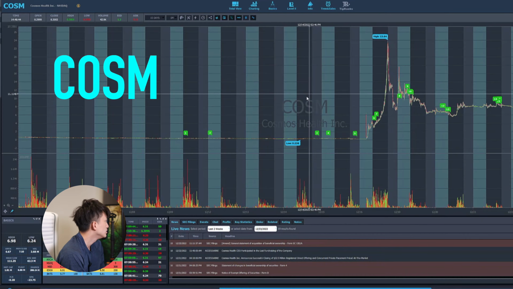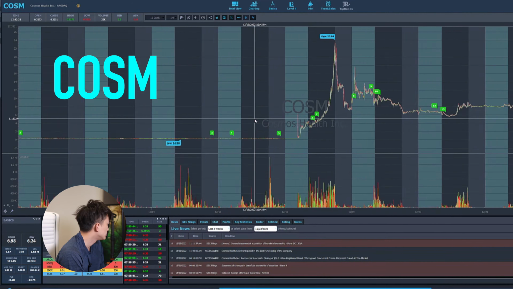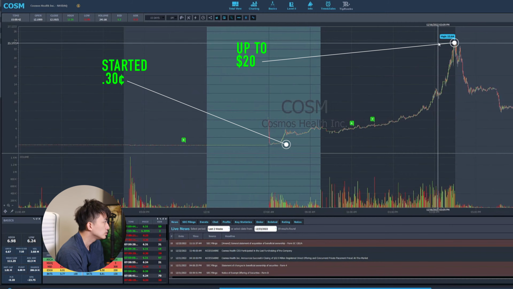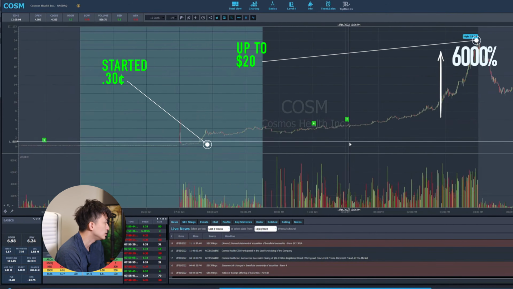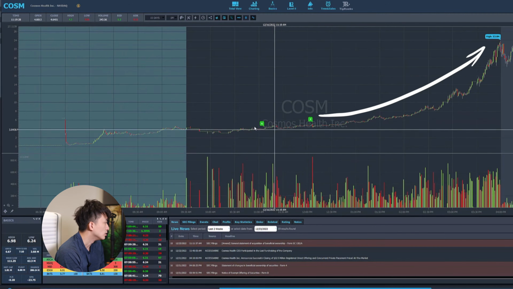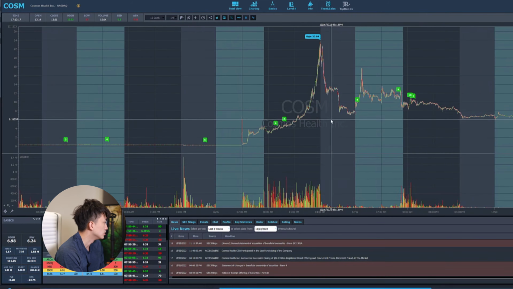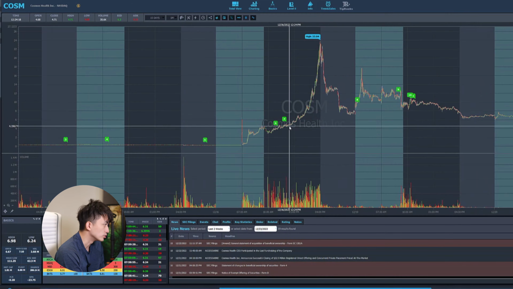So today, this is the COSM chart. You can see that it started around 30 cents. It went all the way to 20, up about 6,000%, and there's pretty much a straight slope going up, no pullback, and it's a disaster for short squeezes.